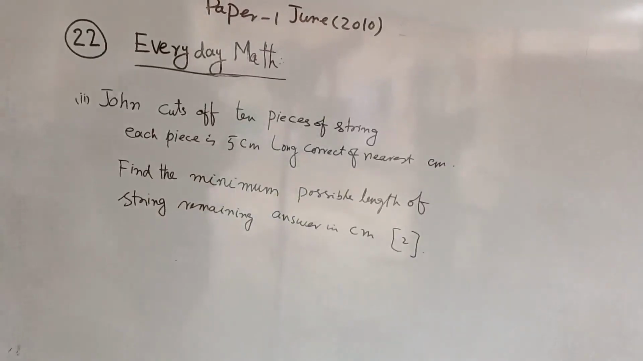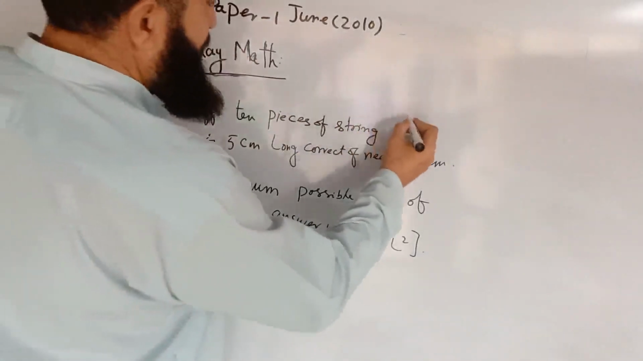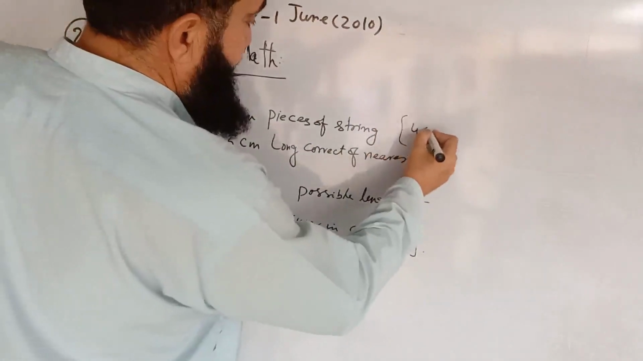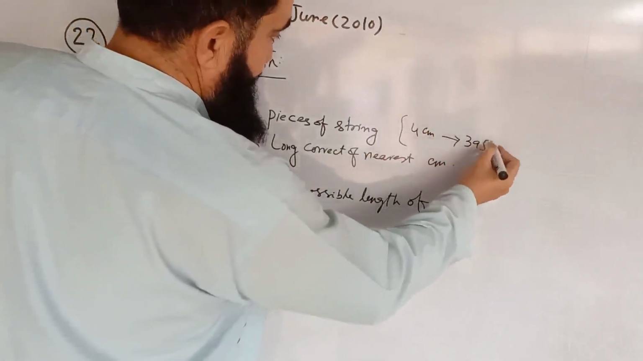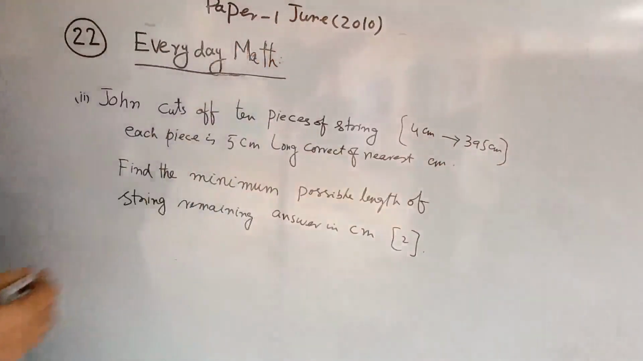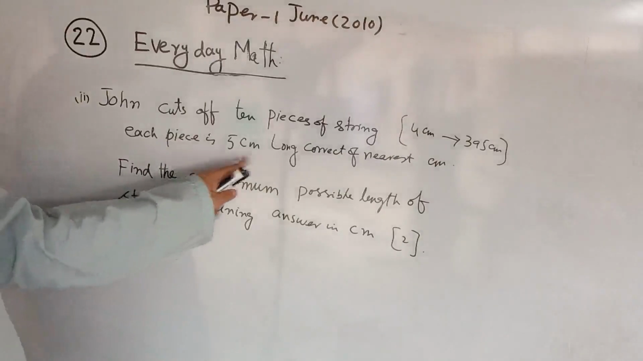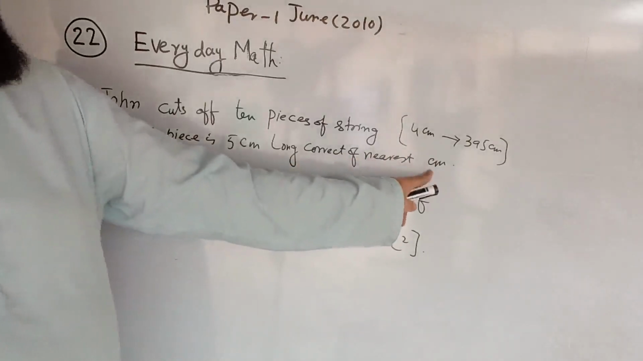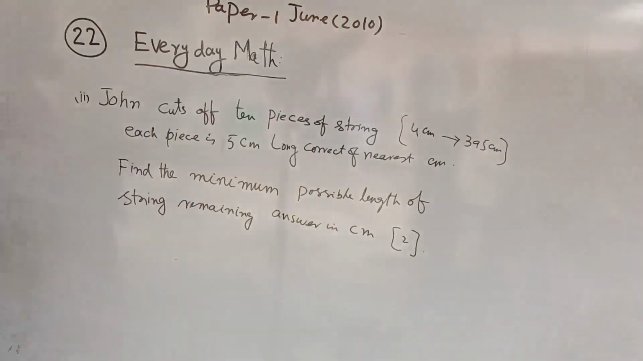Next question is: John cuts off 10 pieces of string. We know that the string was 4 meter and its lower bound was 395 centimeter, which we calculated in part A. Each piece is 5 centimeter long, correct to the nearest 1 centimeter. Find the minimum possible length of string remaining.